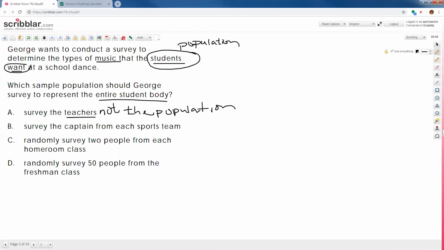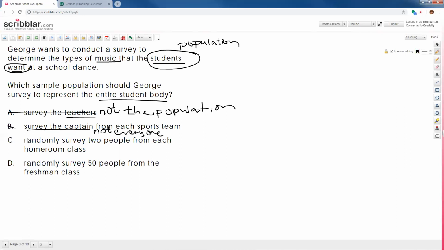So we don't want to survey them. They don't give us good information. So what about B? Survey the captain from each sports team. Is that a good group to survey so that we represent everyone in the student population? No. Because it's only a small little group. It's not everyone. So that's not everyone we want to know about.